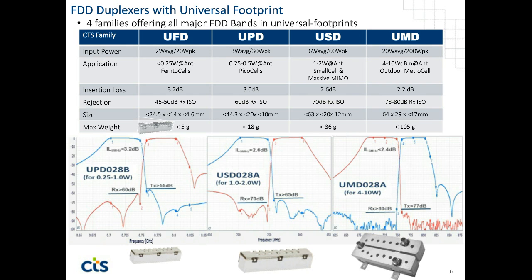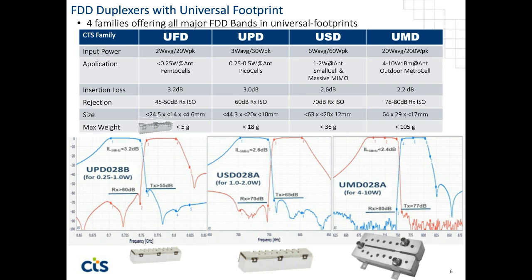The USD, going down in size, the universal footprint small cell duplexer, generally most commonly used in 1 to 2 watt applications. But for instance, in DAS or very wide instantaneous signal bandwidth applications, the USD can be used and is necessary to be used in some sub 1 watt applications. In general, all of the USD family members, which again, we support all the major FDD bands in each of these families, the USD provides 70 dB receive band isolation. Again, that's generally supplied as the minimum for all of the major bands.